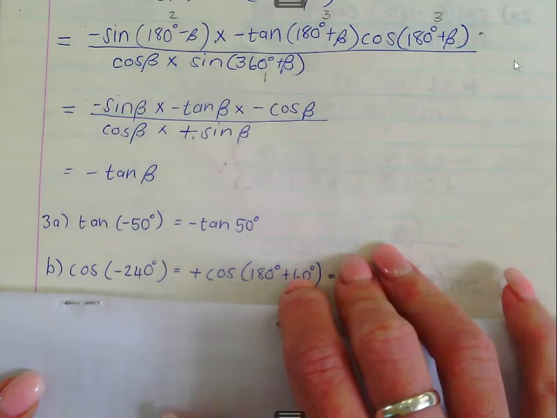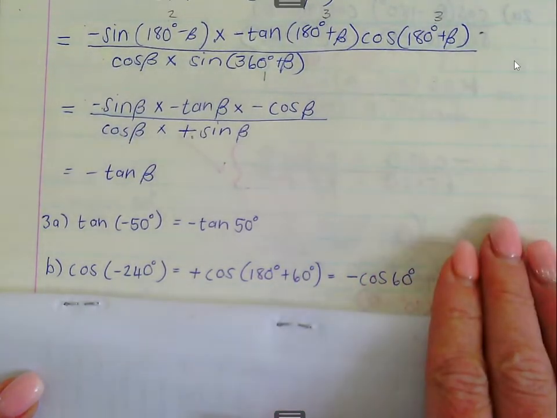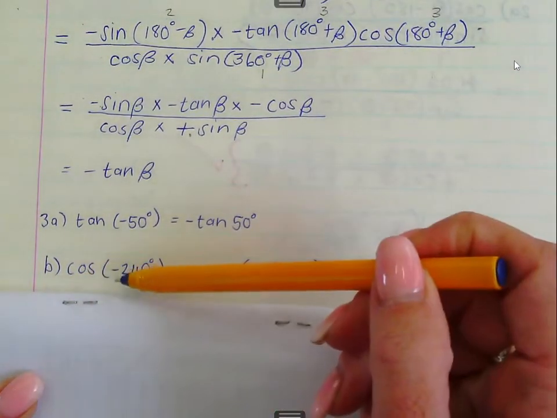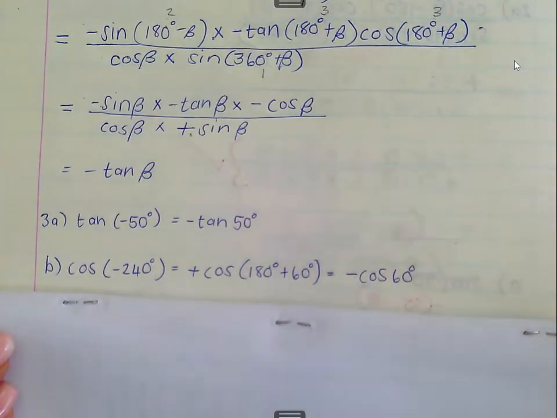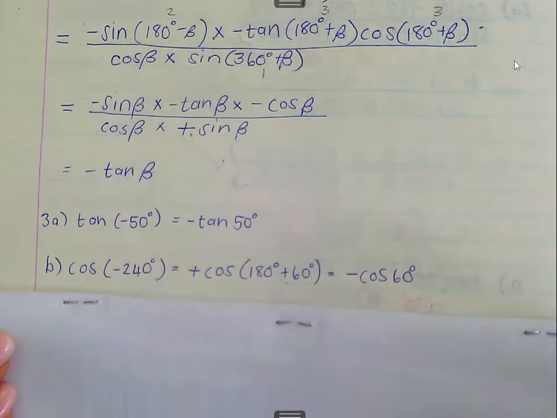In the third quadrant, cos is negative, so it's negative cos 60. We spoke about this one yesterday. Just because the cos of a negative is positive doesn't mean the answer always has to be positive. It depends on, after you've gotten rid of the negative, in which quadrant you end up being in.